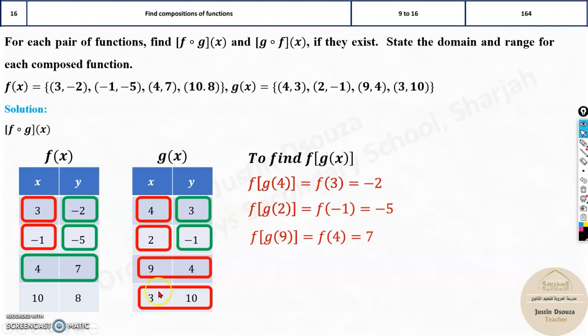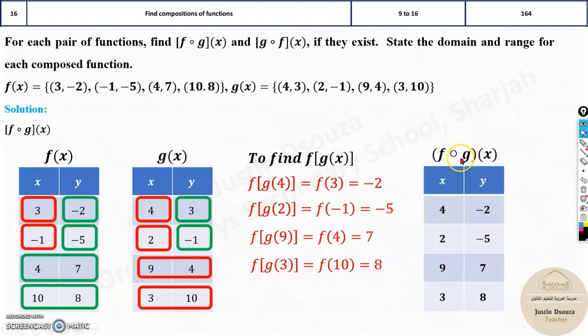So we have to see the x values of g first. All the x values of g must be considered. There is 4, 2, 9 and 3. Now when we write it as f of g, instead of x we put 3. G of 3, the answer y, is 10. So this entire thing becomes f of 10. Now what is f of 10? We have to see in this table over here, it is 8. So this entire thing changes to 8. So these are the values. F of g of x answers we got are minus 2, minus 5, 7, 8. These are the y values. Y is generally what we are looking for. X is the input variable, and this is the output values.